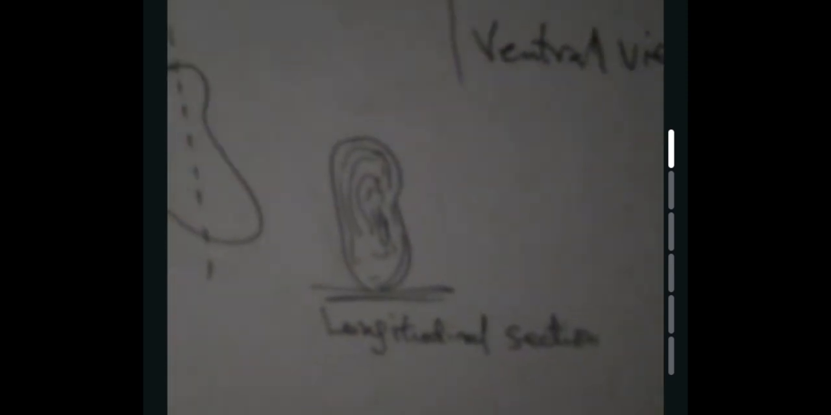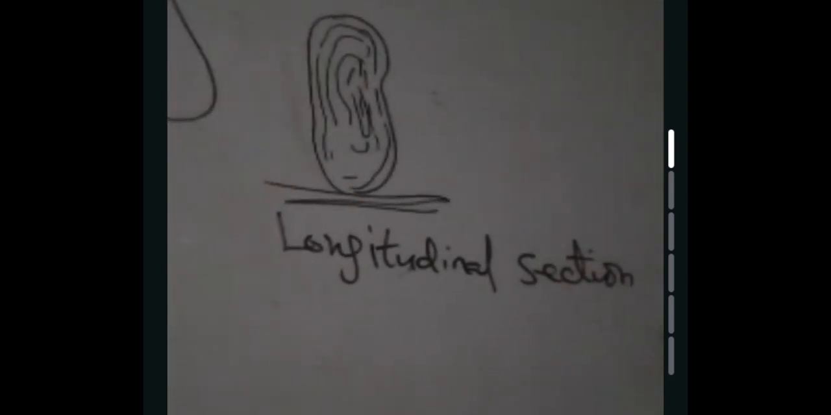So I've cut it. Now, when I'm looking at it from this point, this view I'm looking at after I've cut it vertically is known as the longitudinal section. It is known as the longitudinal section. I think that should give you a full definition of it.